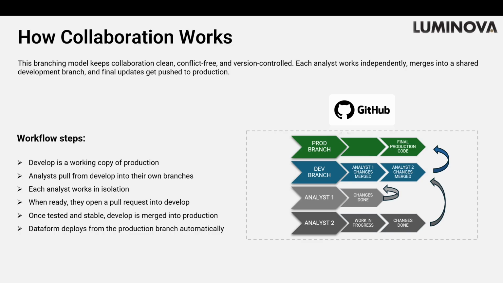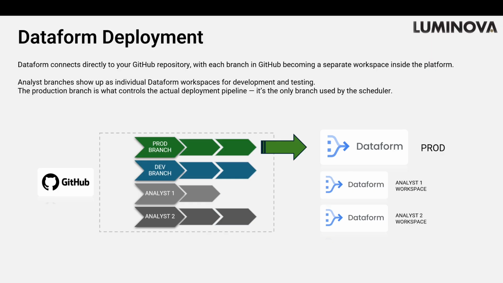Now let's talk about how this setup connects to Dataform. Once GitHub is linked, each branch in the repository becomes a separate workspace inside Dataform. Analyst branches, like the ones we showed earlier, will show up automatically as their own workspaces. This is where each analyst can test, preview, and validate their changes safely before anything goes live.